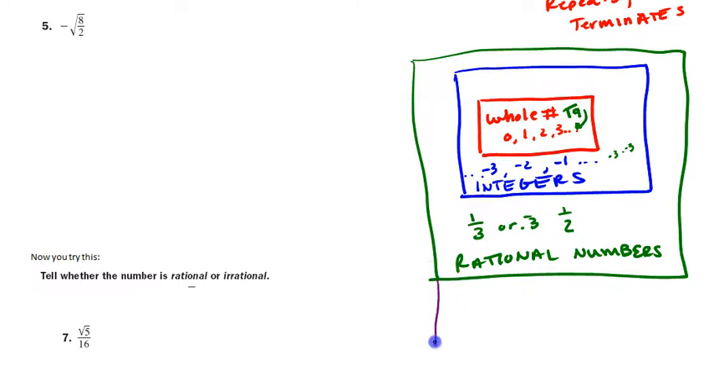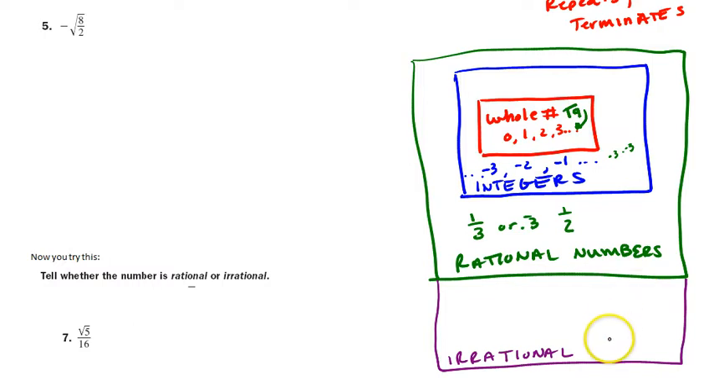Now, there's another group of numbers which we call irrational numbers. And these are numbers that cannot be written in the form A over B. So an example of that might be pi. Pi is a decimal that neither repeats nor terminates, right? Any square root that is not a perfect square would be considered an irrational number.